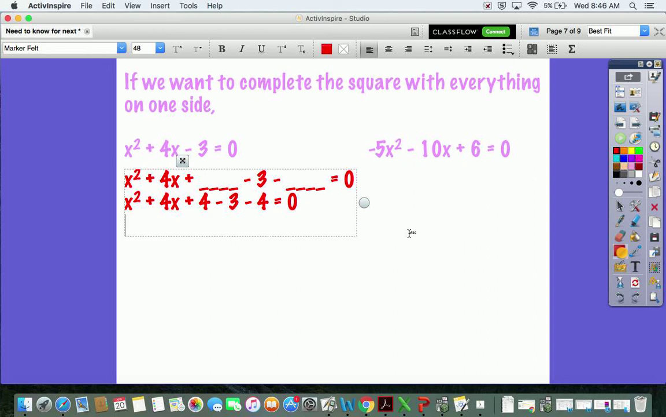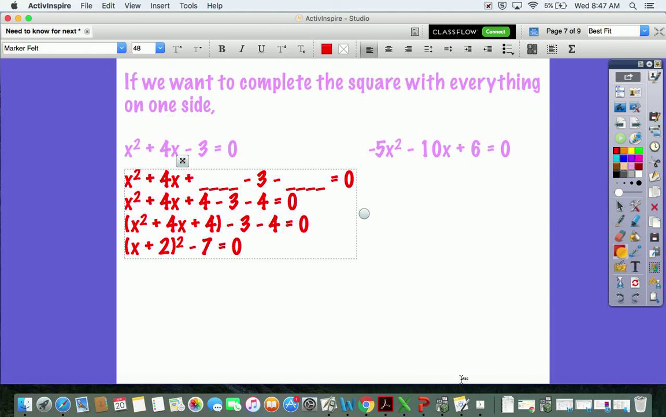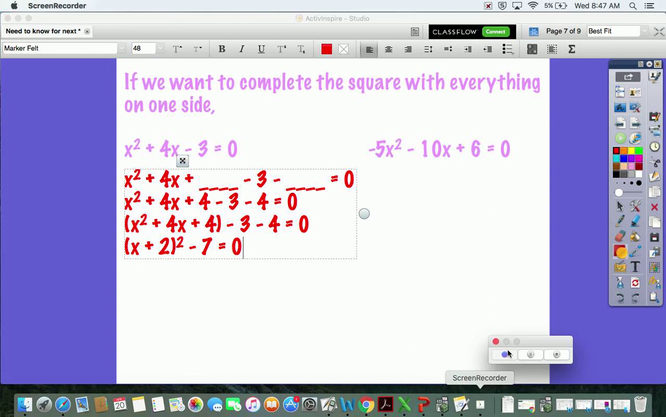Okay. Now from here, you group that perfect square trinomial, and that's what you factor. And the negative 3 and negative 4 stay on the outside. And that's how you complete the square on one side.